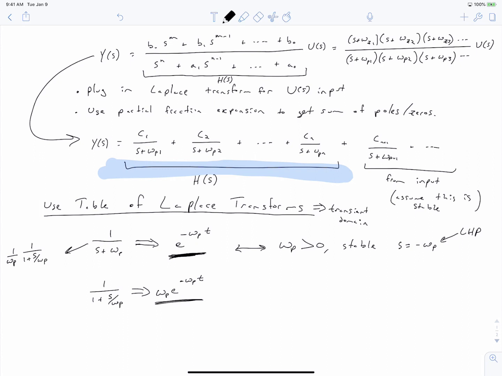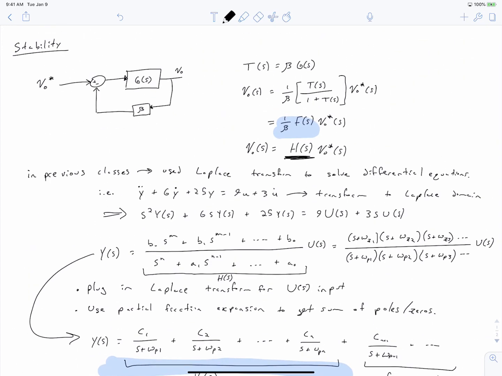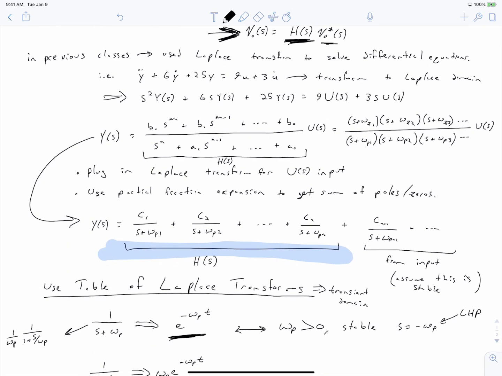Let's just give a little bit of an overview of what we've done here. We've said that, okay, we can express our closed loop system as being an output of VO of s times a transfer function times an input of VO star of s. And we've likened this back to techniques you used in your previous courses to solve differential equations by using the Laplace transform. So if you had a transient expression like this, you could convert that into a Laplace expression, and then you could put that in the form of an output quantity times a transfer function H of s times an input quantity.